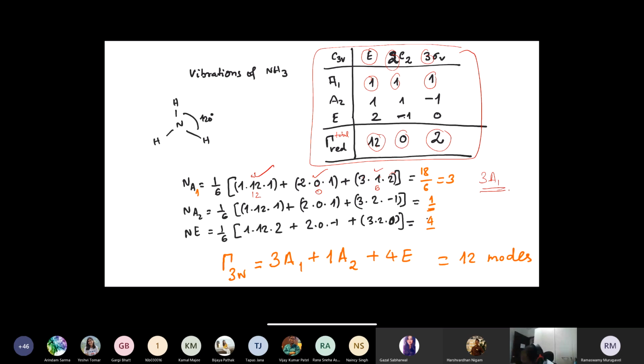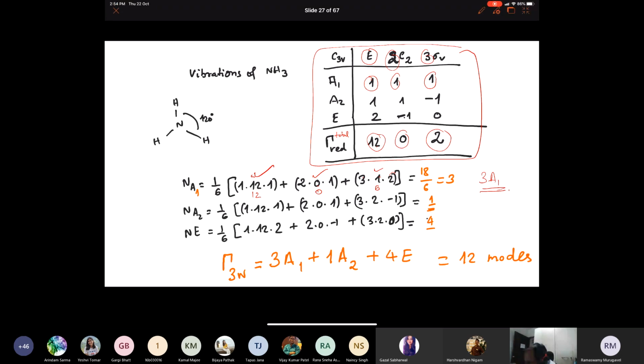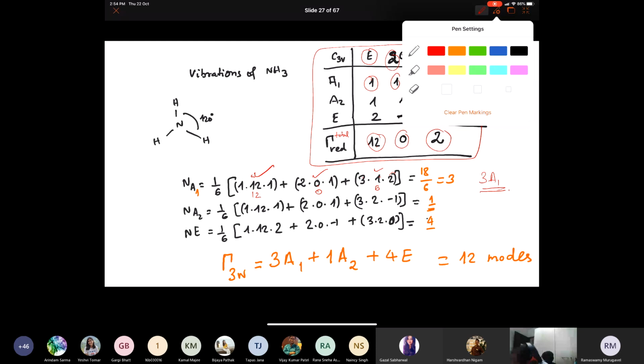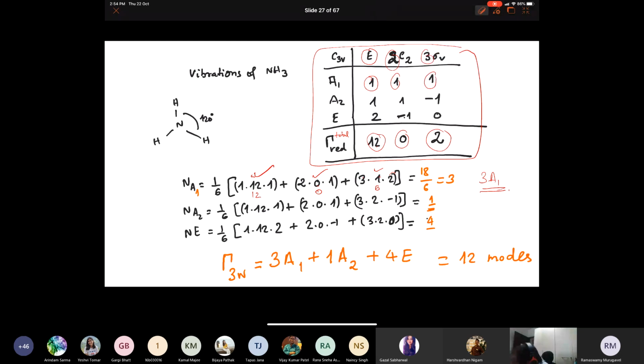Now I'll have to operate upon this row. So 12 into 1 into 1, that is this. 2 into 0 into 1, and 3 into minus 1 into plus 2. So this is 12 plus 0 minus 6. 12 minus 6, 6 by 6 is 1. So 1 time A2 occurs.